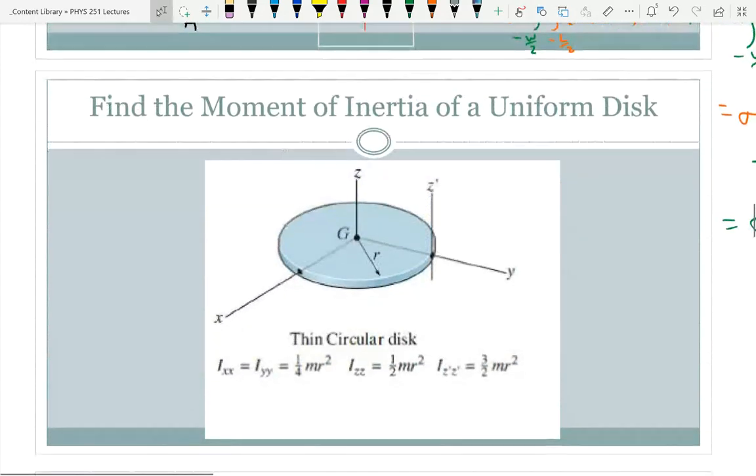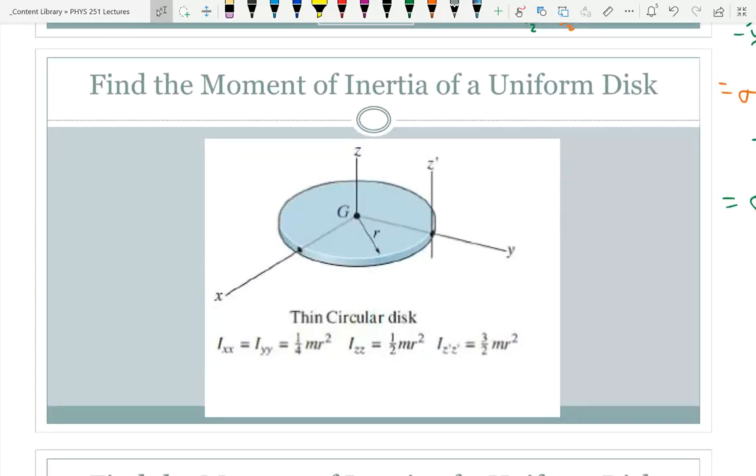All right. Moment of inertia of a uniform disk. What's the axis you would expect me to rotate it about? The center, the one that's labeled as G. G is a point, and Z is the axis. It is going through point G, but so are the X and Y axes. So notice we have here, IXX equals IYY equals 1/4 MR squared.